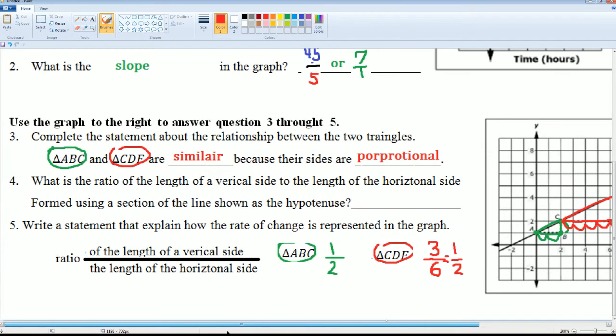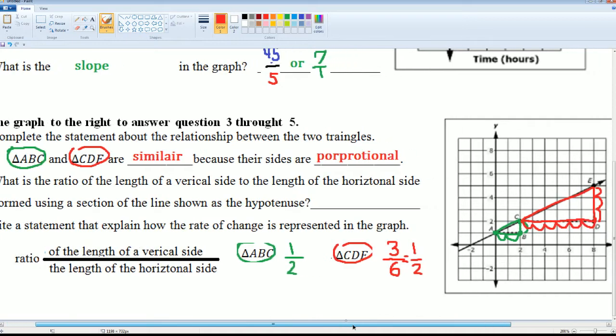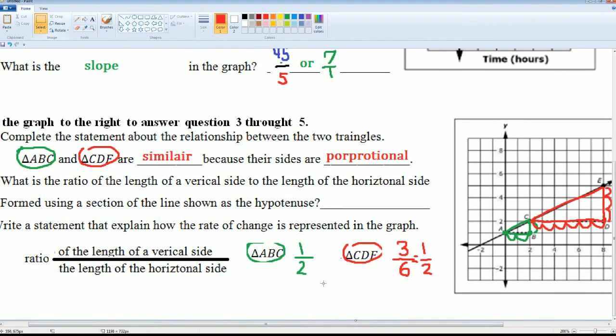This is interesting. So, what is the ratio of the length formed using a section of the line shown as the hypotenuse? All right. So, we would say the ratio is basically what right here? It is basically 1/2. Okay, 1/2 here, 1/2 here.